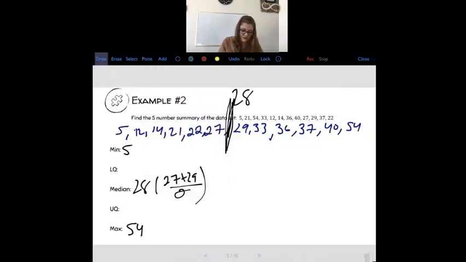Now the lower quartile actually includes the 27 because it is not the median. So the median is 28. That's the number that cuts our data set in half. So everything above 28 is the upper half, and anything below 28 is the lower half.